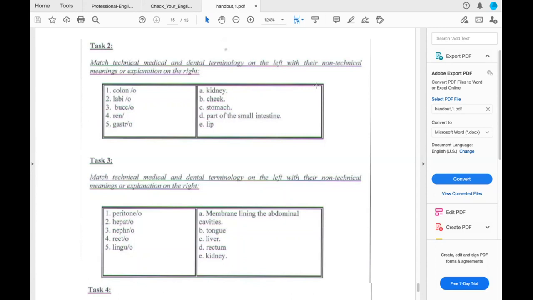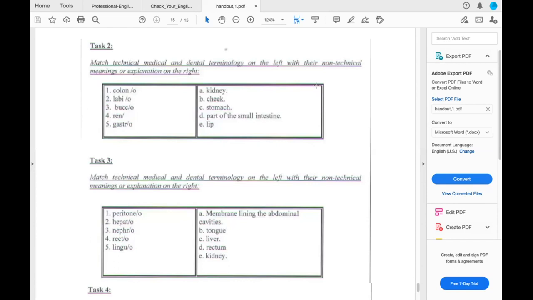Task 4, introscope. The prefix intro refers to the intestines. And the suffix scope refers to instrument view. So introscope, the answer is number A, instrument to view the intestine. Number 2, endoscope. The prefix endo means within, as we said. So endoscope refers to instrument to view body cavities.